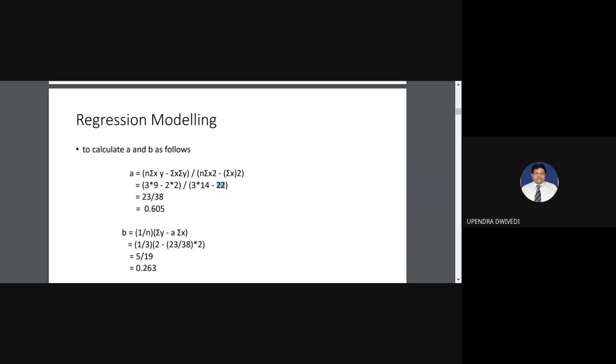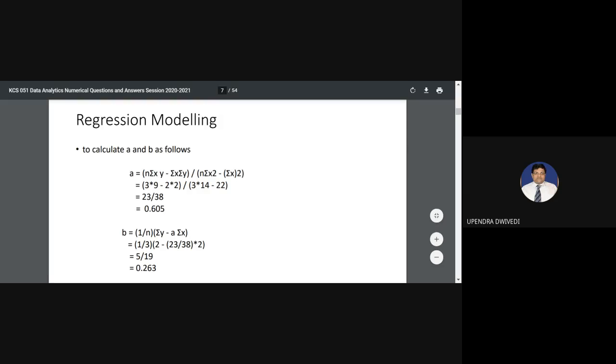I think there is a slight mistake here. If you calculate this value, I will get 0.605 as the value of A. And again, I will put the value of A here, that is 0.605. Then you will get the value of B, that will be 0.263. So then we have A and B.